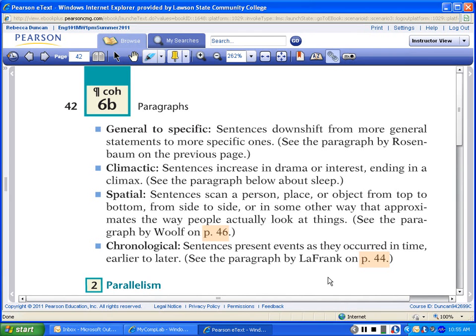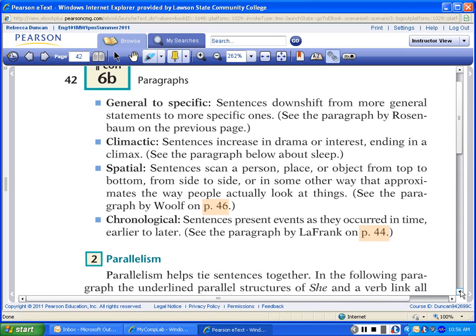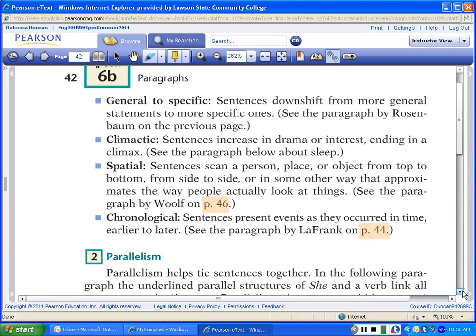Climactic is, something's building up. If you have a story, it might be climactic. You want to do that. Spatial, don't be random. If it doesn't have any other organization, decide whether it's side to side, top to bottom, chronological, first, second, third. But there needs to be some sort of logical sequence in your arrangement.